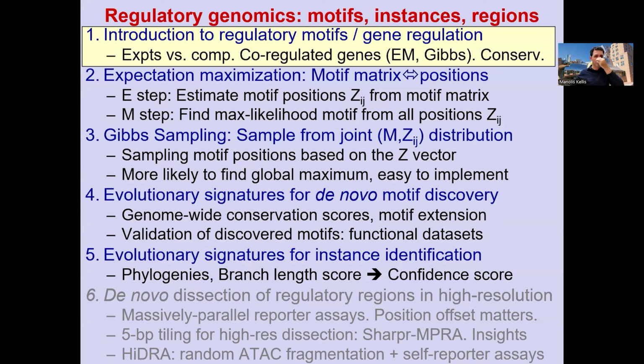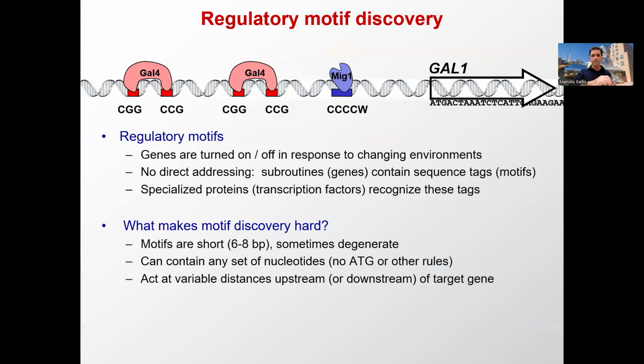Then we're going to talk about how we discover these motifs, how do we use comparative genomics to find these motifs, and how do we use evolutionary signatures to find individual motif instances. And then we're going to pivot to, now that we have these networks, how do we analyze networks?